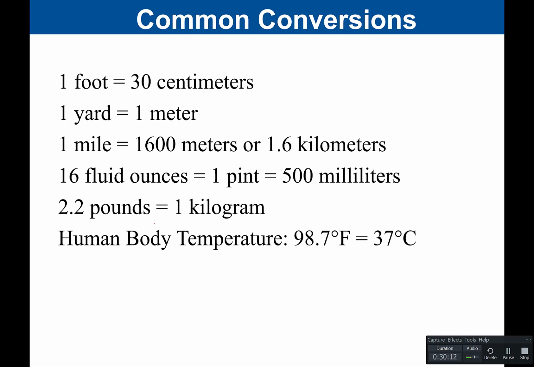Human body temperature, 98.6 or 98.7 approximately, is equal to 37 degrees Celsius. So human body temperature in degrees Celsius is about 37 degrees.